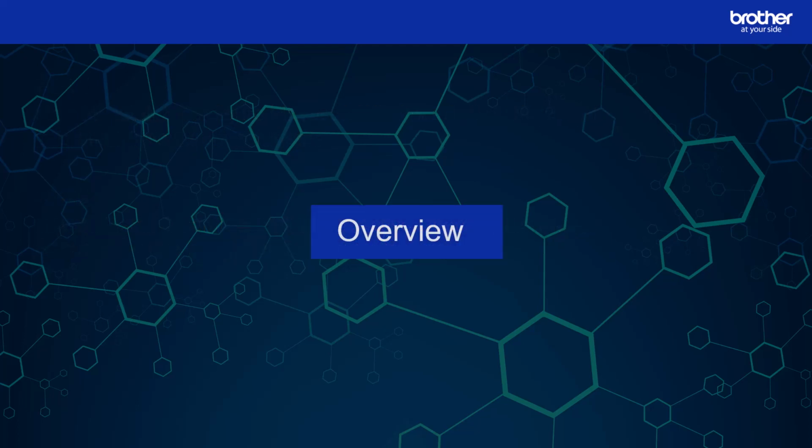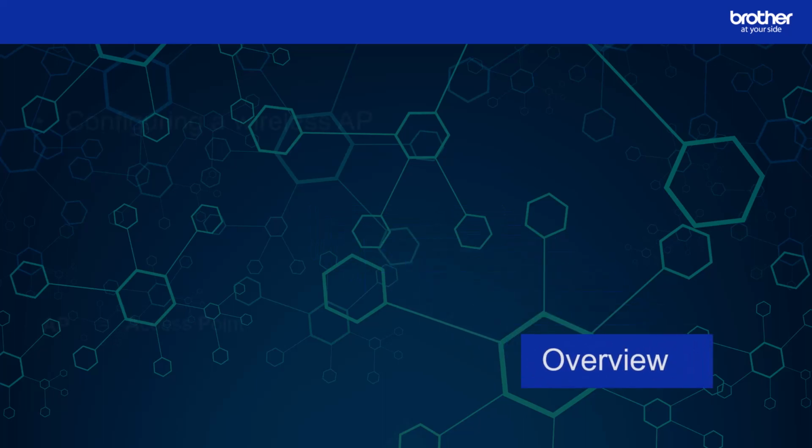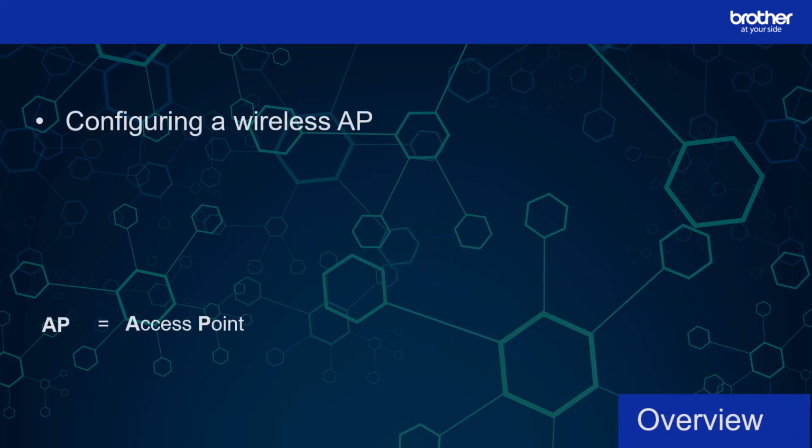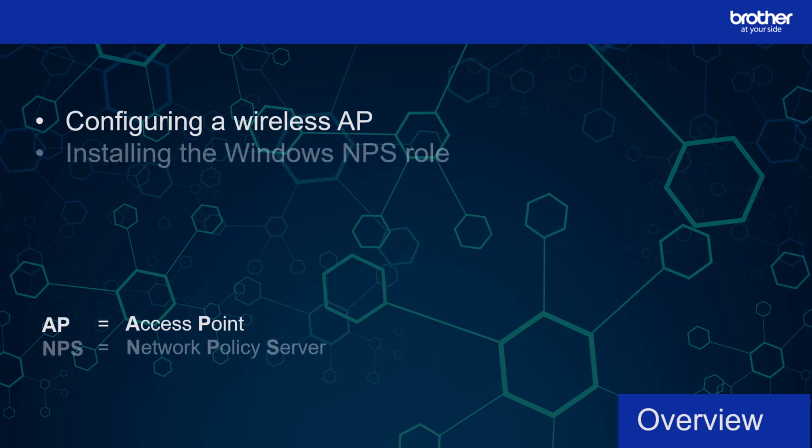So, in this video, I will be configuring a wireless access point. My access point will be a Netgear WAX610, but of course other access points can also be used that support 802.1x Radius. I will also be installing the Windows NPS role from the server that I already partly configured in parts 1 and 2 of this video series.